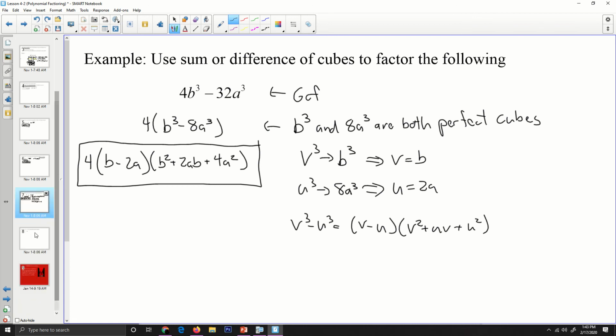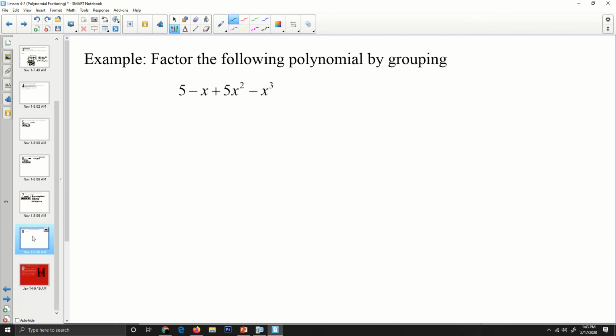All right, getting down to the last one. Factor the following polynomial by grouping. Well, you'll notice that this one is listed from least degree to highest degree, and normally we wouldn't put it that way, but we have this negative sign out front, so we're just going to leave it like that.